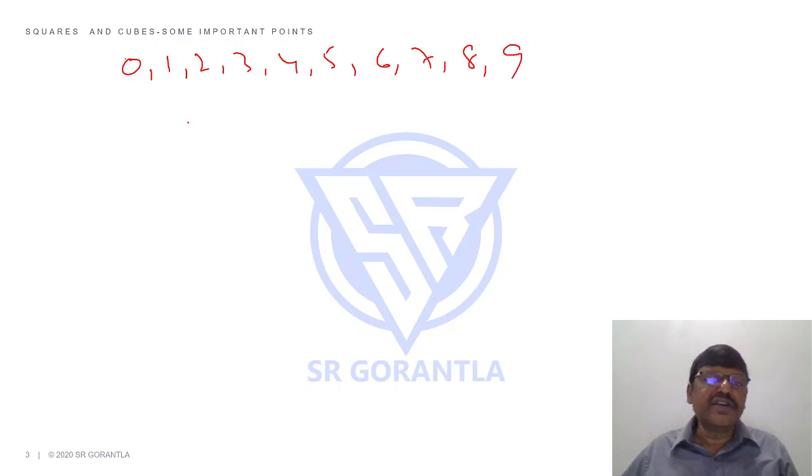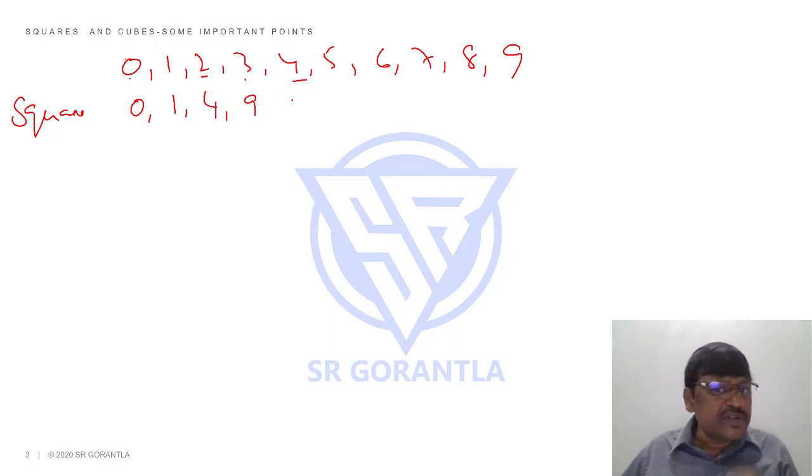Suppose I take these 10 digits, students, and square them. 0 square will end with 0, 1 square will end with 1, 2 square will end with 4, 3 square 9, 4 square 16, which means the unit digit is 6. So if a number is ending with 4, the square will end with 6, yes or no? 4 square will end with 6, 14 square 196 is ending with 6, 24 square 576 is ending with 6. If a number is ending with 4, its square will end with 6.